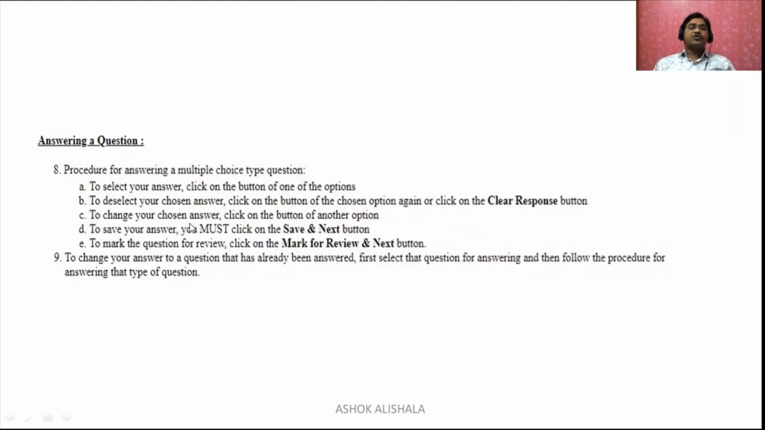To change your chosen answer, click on another option. Suppose for a given question you clicked option 1, but after a few seconds you feel that it is wrong and the answer may be the third one. In that case, you click on the first option again, or you click on the clear response button, which appears at the bottom of the page, and then you go to the other option and click on the right answer.